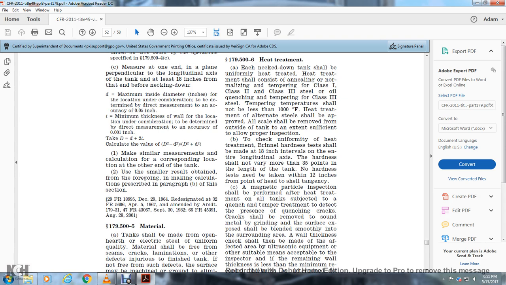179.506, the heat treatment. Each necked-down tank shall be uniformly heat treated. The heat treatment shall consist of annealing or normalizing for class 1 and class 2 steel, and oil quenching and tempering for class 3 steel. The tempering temperature shall not be less than 1,000 degrees Fahrenheit.